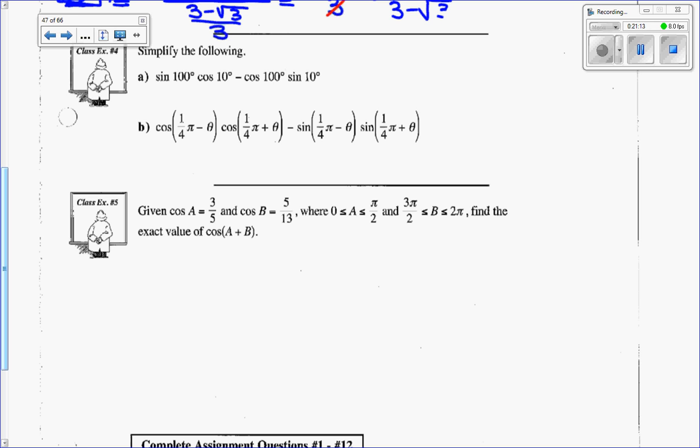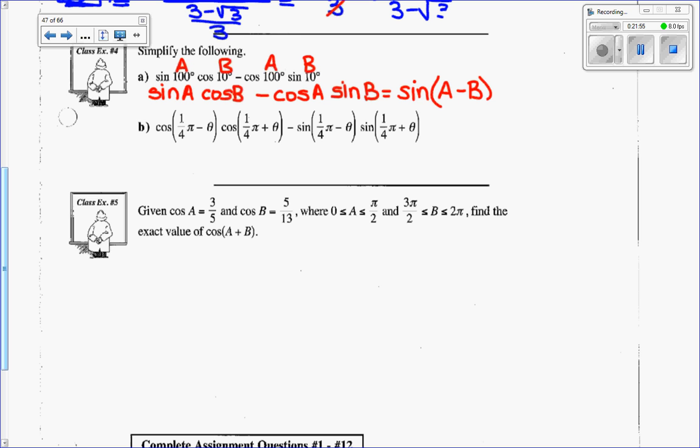So what this means is your 100 is your A, and this is your B. Okay, so once you've identified that, what this is really saying is sine A cos B minus cos A sine B. Right? Okay, you with me so far? And what you just told me a minute ago, that was the identity for sine of A minus B. We found that on our formula sheet.